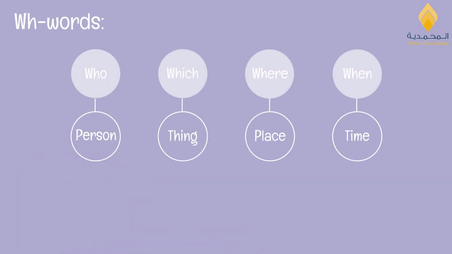Quick revision for the WH words: who, to ask about a person; which, to ask about a thing; where, to ask about a place; when, to ask about a time. You can use these WH words to form a WH passive question.